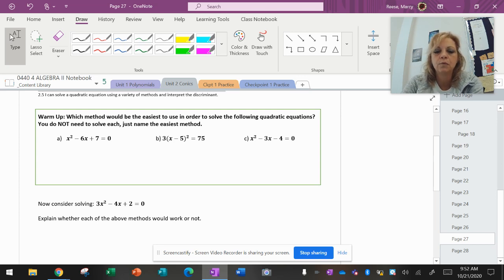Okay, so let's talk about these. It says, which method would be the easiest to use in order to solve the following quadratic equations? You do not need to solve each, just name the easiest method.